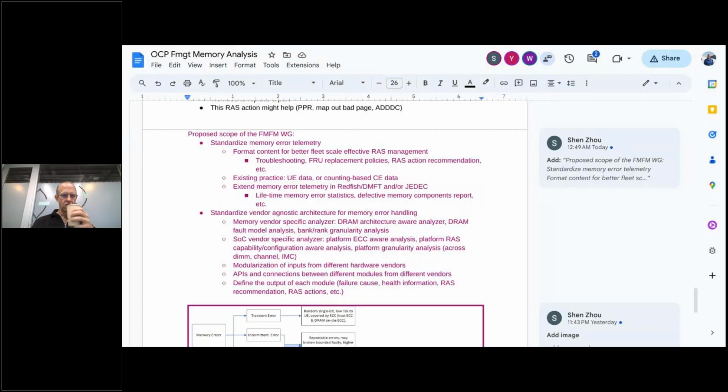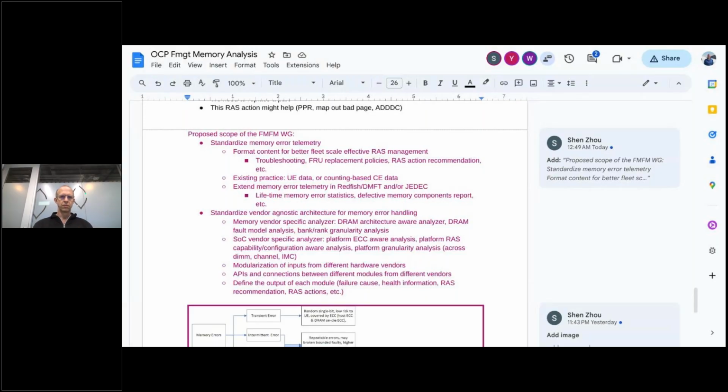Just putting together some proposal. Definitely we can add more and make any changes. I'm Shinjo from Intel. We're working on Intel memory failure analysis and prediction. Taking the scope, we're thinking there are two types. One is standardized memory error telemetry, which could include formatting content for better fleet-scale effective RAS management. And the output could help with troubleshooting, RFU replacement, or RAS action.